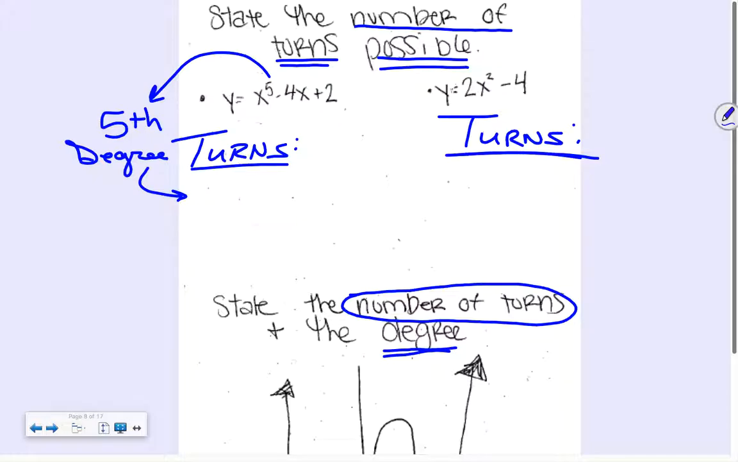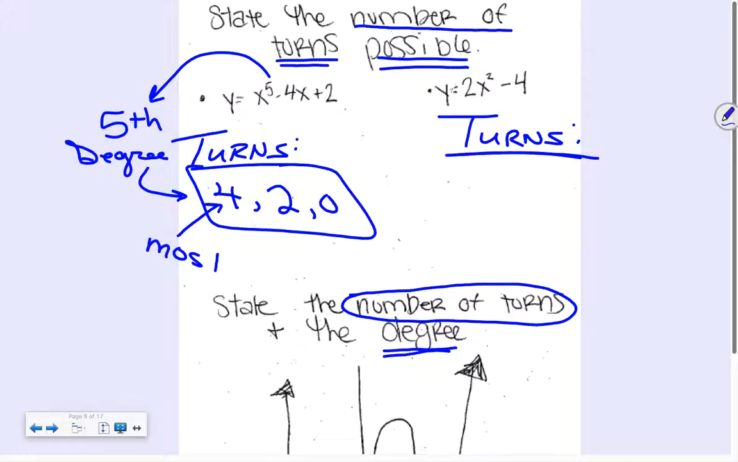You have to look at it and go, this is in standard form, correct? It's not in factored form. So in standard form, you just take that number, 5, it's 5th. Now tell me how many times it could turn. 4, and then 2, then 0. So all you have to do is just subtract 1, and then from there, just subtract 2. This is the most. That's at most. It can turn what? 4 times. Okay?